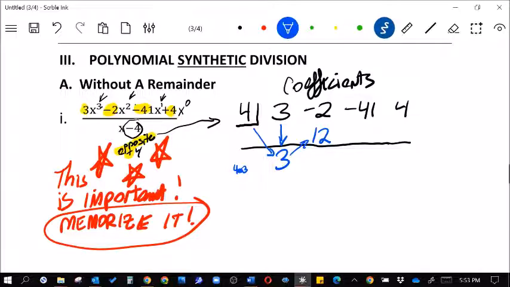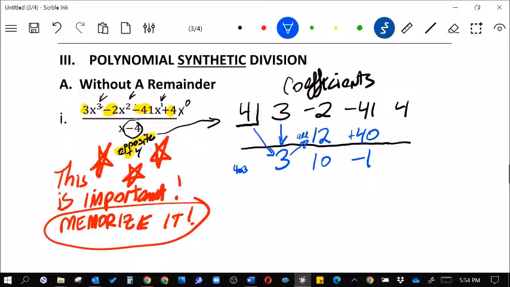Unlike long division, where we subtract every time, we don't. We do the opposite here. We're now going to add -2 and then +12, which gives us a +10. Then we're going to do 4 times 10 and put that up here, and then we're going to add them. So it's going to be plus.